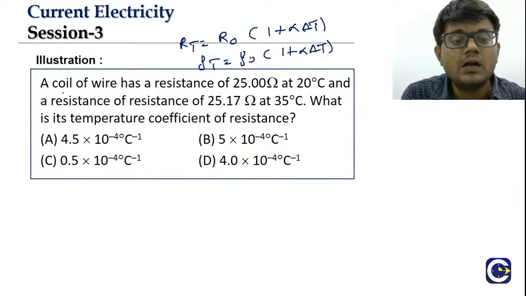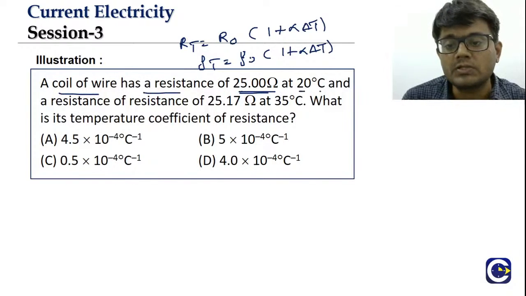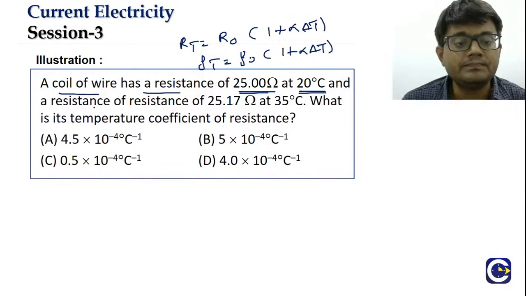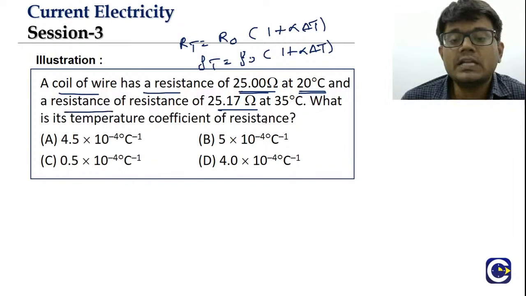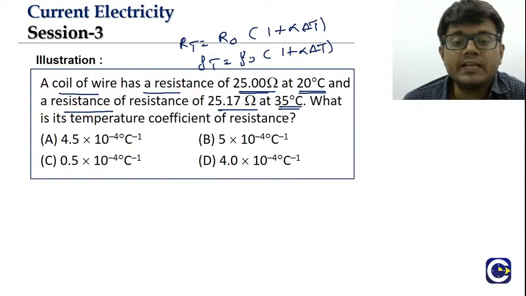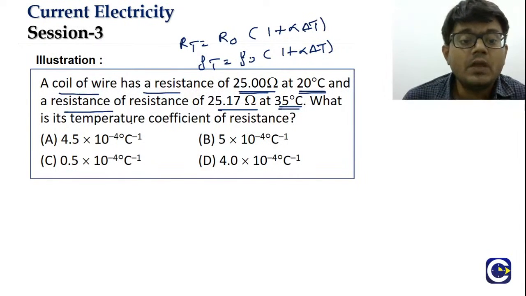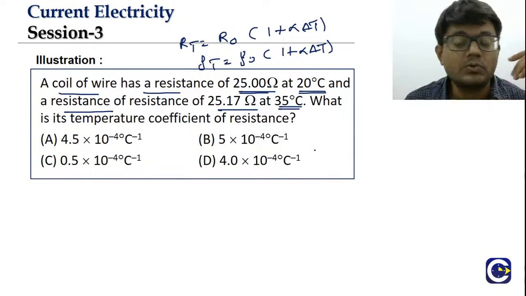Okay, look, a coil of wire has a resistance of 25 ohms at 20 degrees Celsius. Okay? And the resistance is 25.17 ohms at 35 degrees Celsius. What is its temperature coefficient of resistance, they are asking.